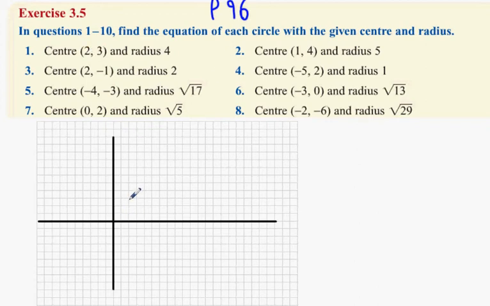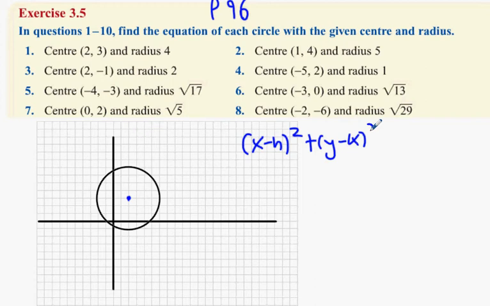Instead of having it at 0, 0, an example would be the center's at 2, 3. 2 across, 3 up. And what's the radius? Radius is 4. 1, 2, 3, 4. Everybody see the radius being 4 there? Now, how do we get the equation of this circle? Well, there's a formula in your notes. (x minus h) squared plus (y minus k) squared equals r squared. Everybody happy enough with that?